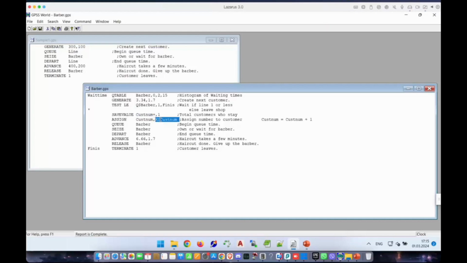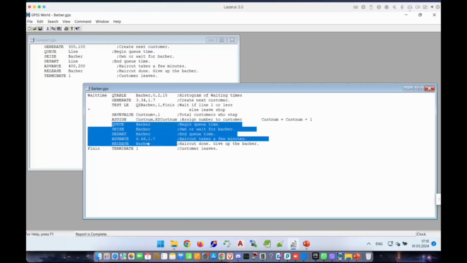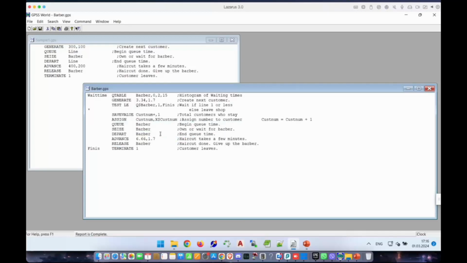We receive a numerical value from the short-term variable custom, and we save that to the long-term variable. That's how it has to be understood. And all the rest here is the same as what we just took a look at.